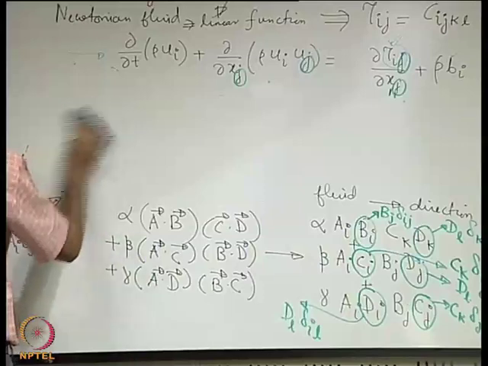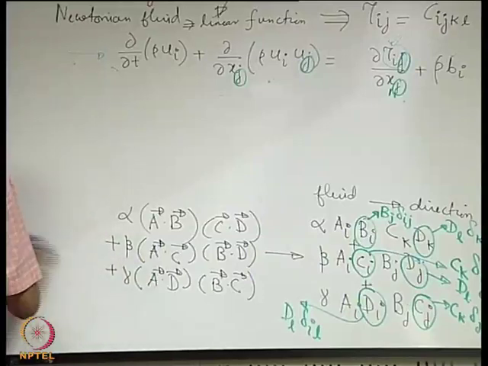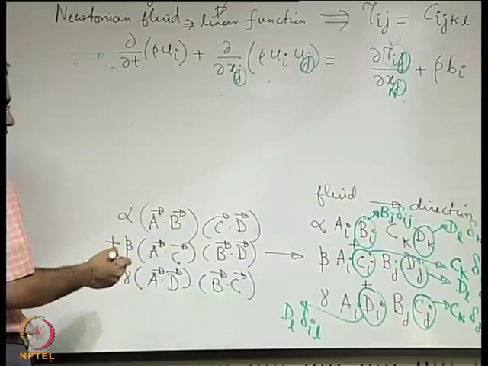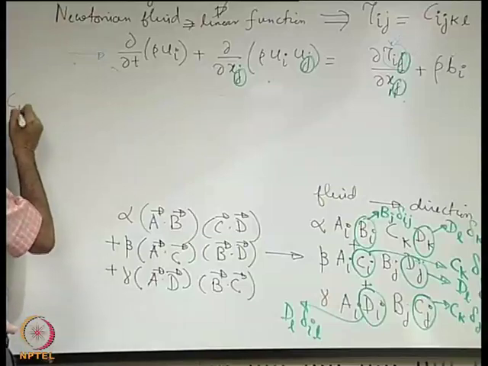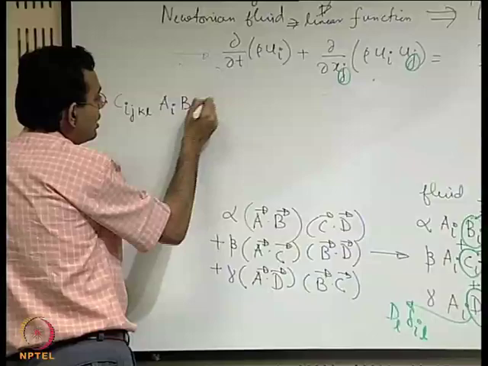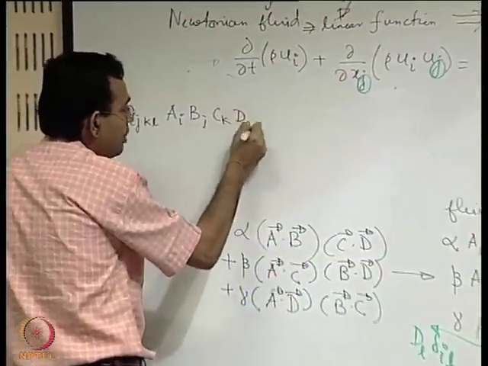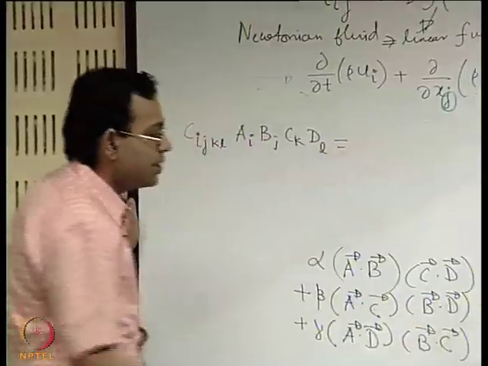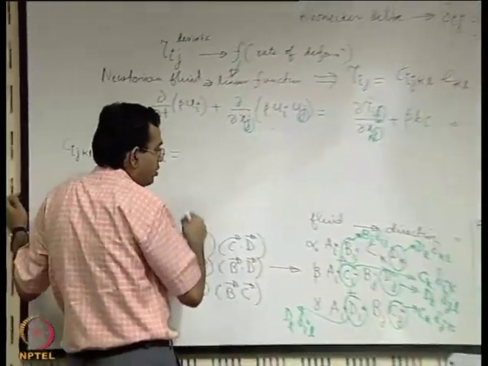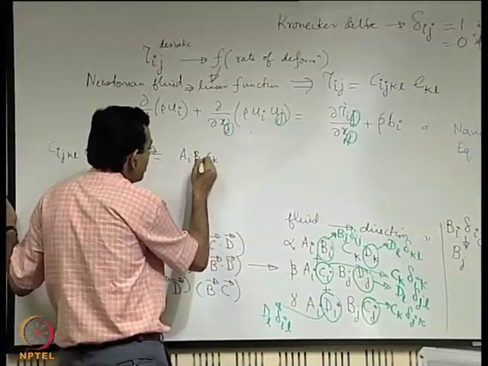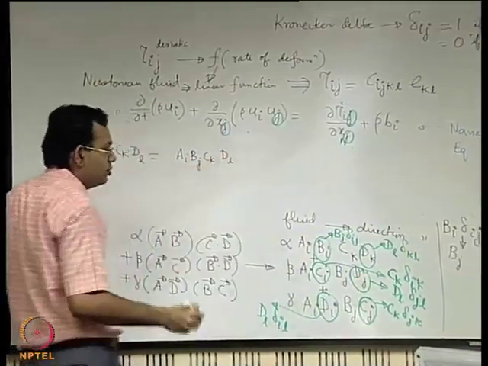So, what at the end we can write? We can write that you have now the right hand side, which we want to express as, say, the left hand side as C_ijkl into A_i B_j C_k D_l. We want to make it an isotropic tensor, and the right hand side we have expressed in terms of an isotropic tensor with again A_i B_j C_k D_l, that is, they are common for all terms.